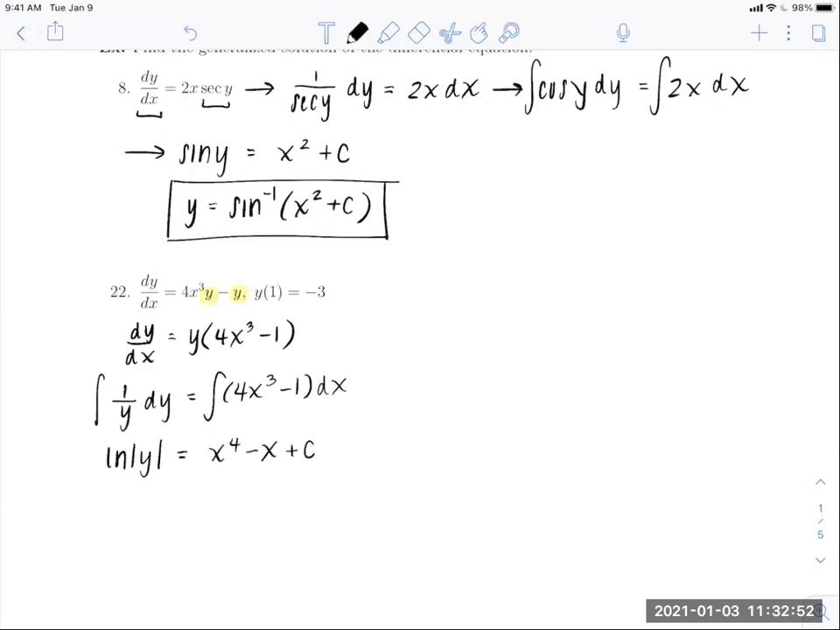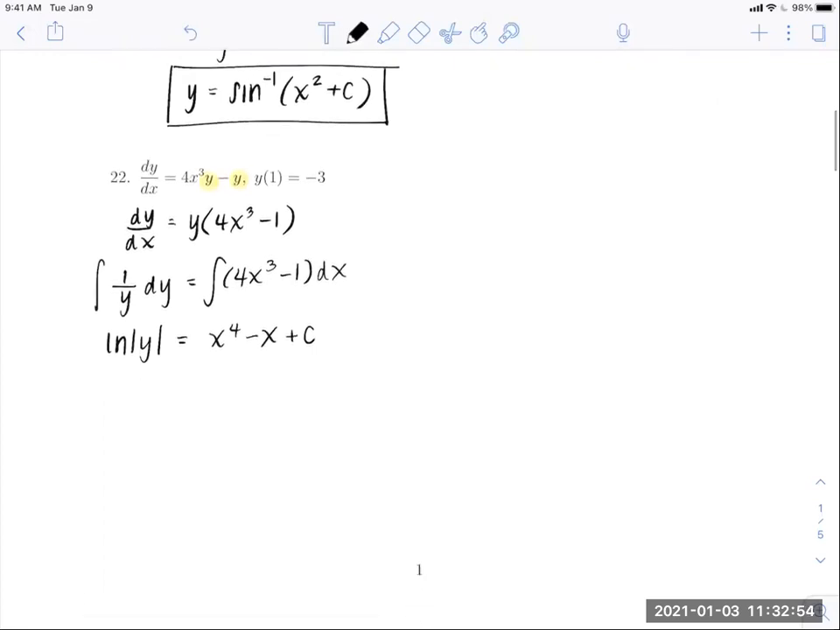All right, at this point, we have a couple of different options to solve for your constant of integration. So I'm going to show you two methods. And I'm going to start method 1 right now.